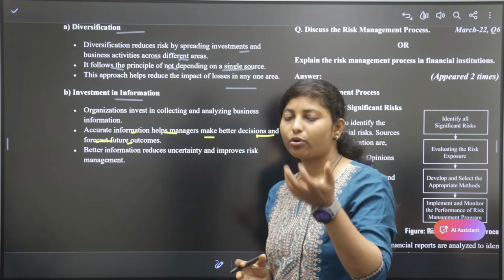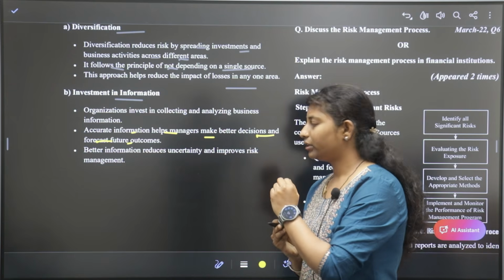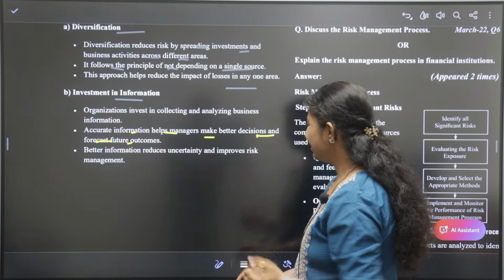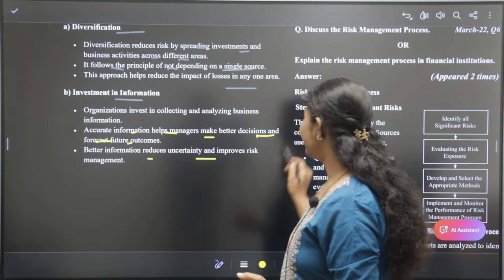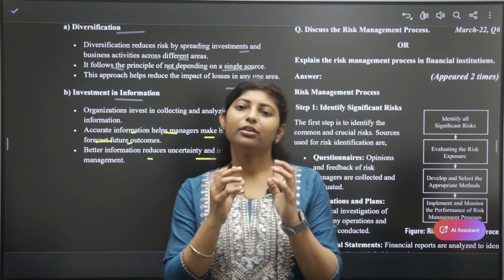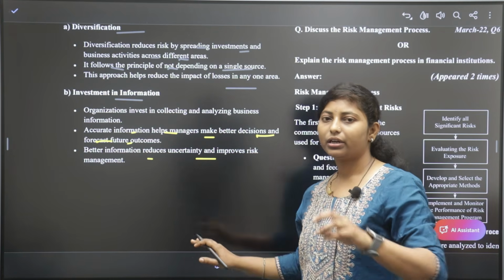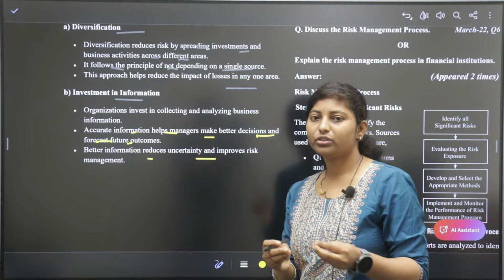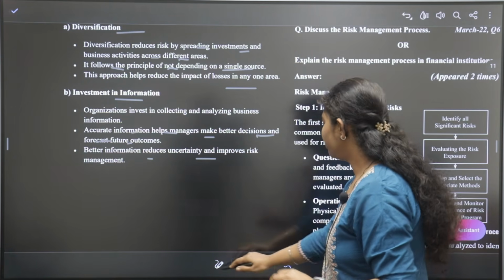Okay, and also they forecast the future, they know how the future can be, so that you can get the outcomes, depending on your better decision. And next, how information helps: better information reduces uncertainty and improves risk management. If you have quality information, it is going to help you reduce such uncertainties, reduce difficulties that occur in the future, and also improve your risk management.